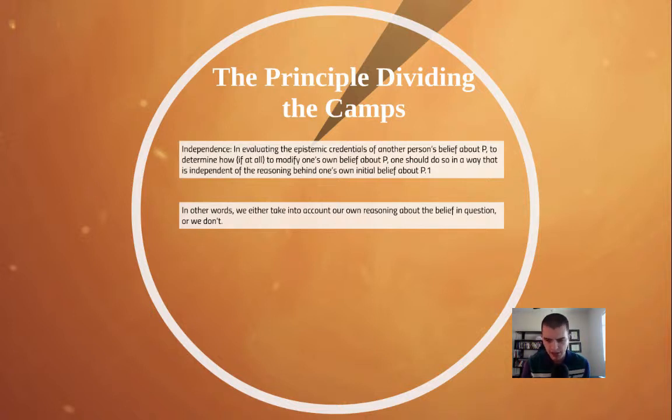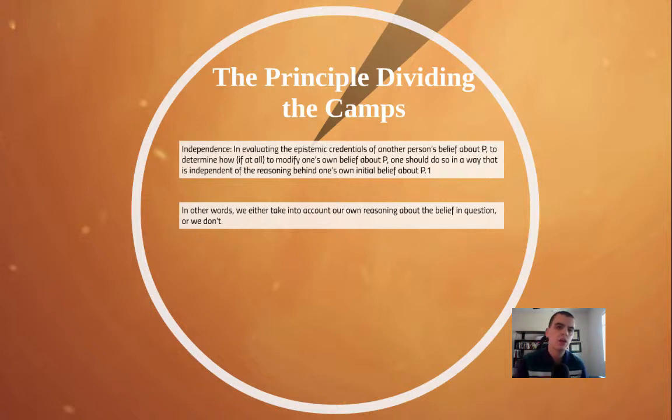So the principle that Christensen identifies that divides the camps, and this is what I talked about with that second motivation for the steadfast position, is the principle of independence. This is a little bit technical, but independence is: in evaluating the epistemic credentials of another person's belief about P, to determine how, if at all, to modify one's own belief about P, one should do so in a way that is independent of the reasoning behind one's own initial belief about P. P is just any given belief that you can insert in there. So you could substitute the existence of God for P, and this statement would read fine.